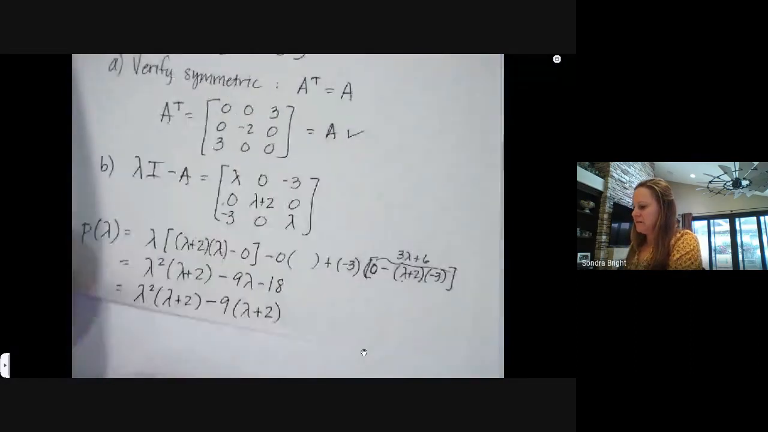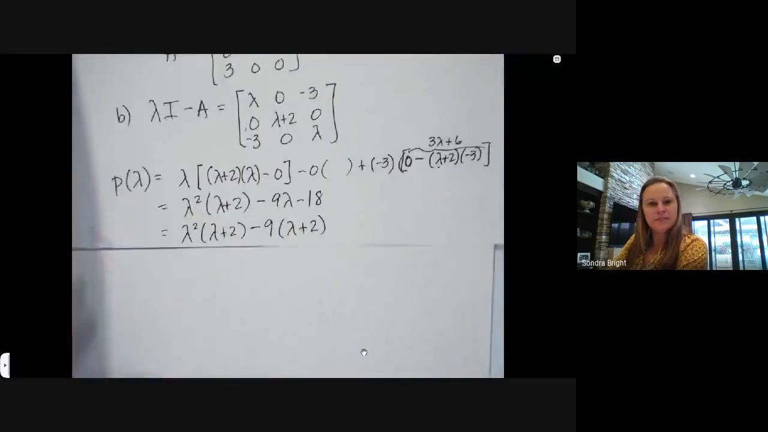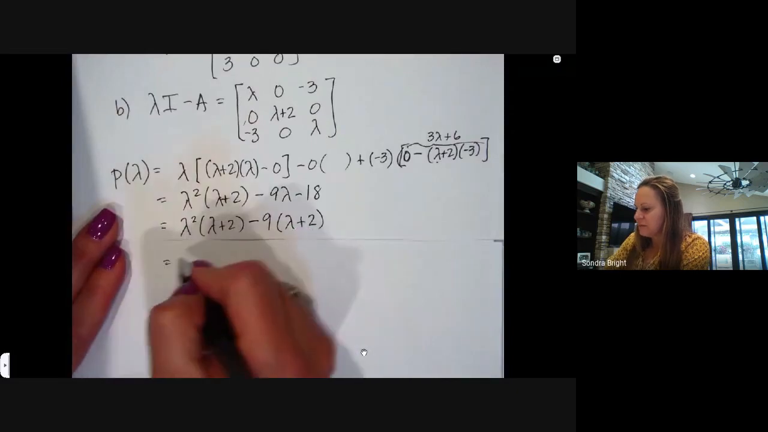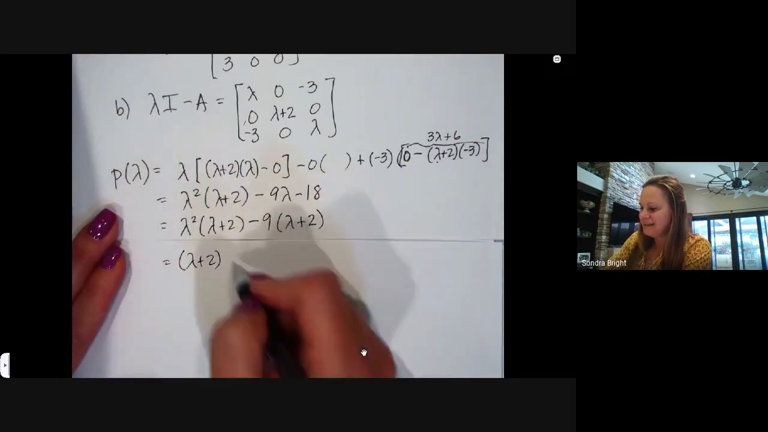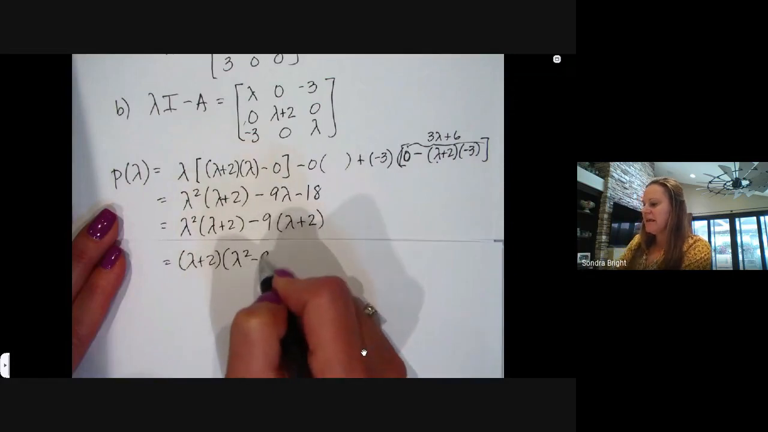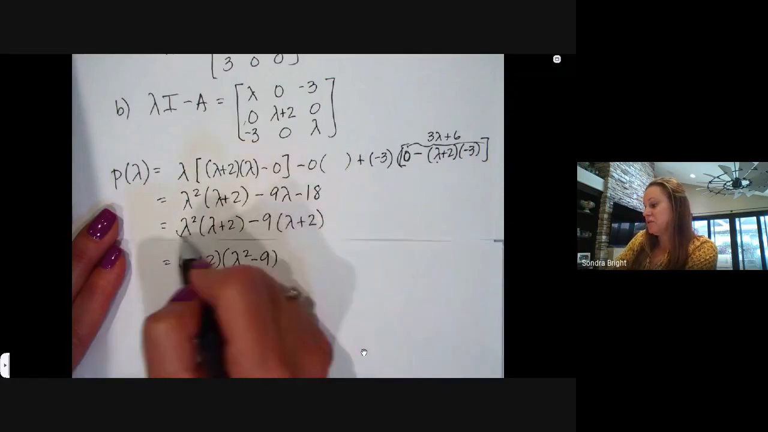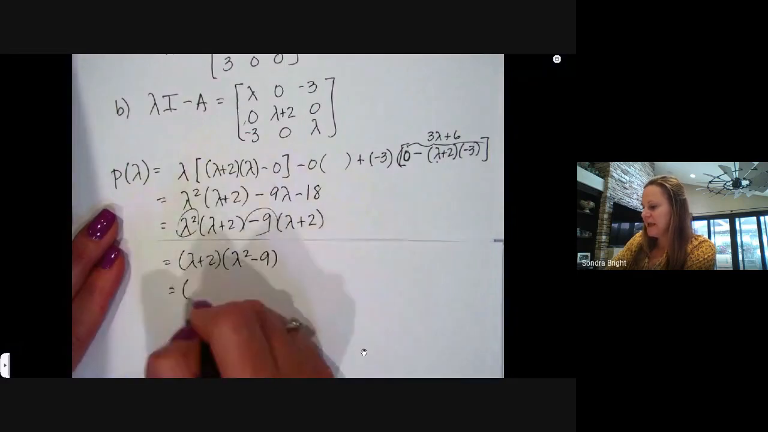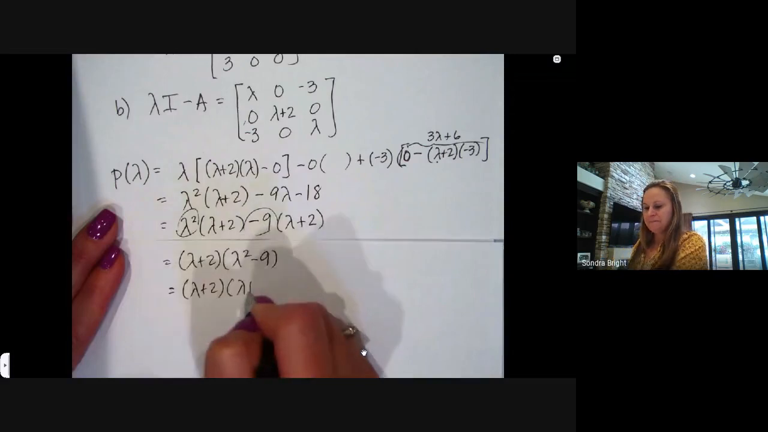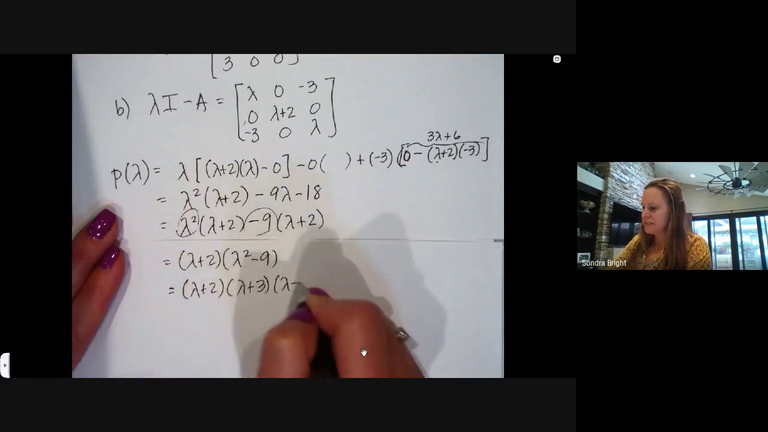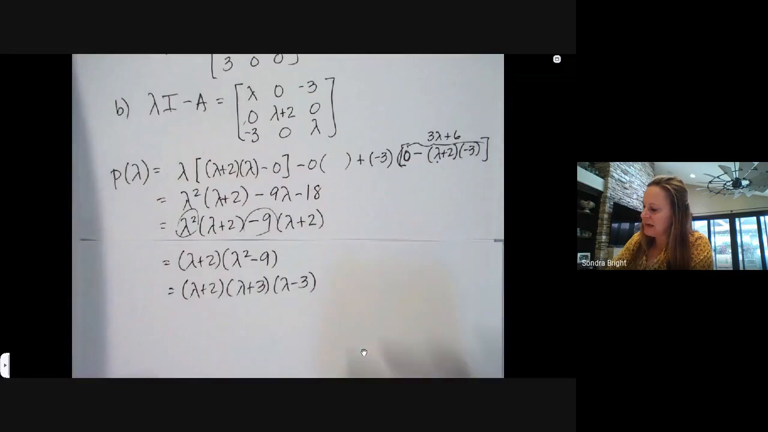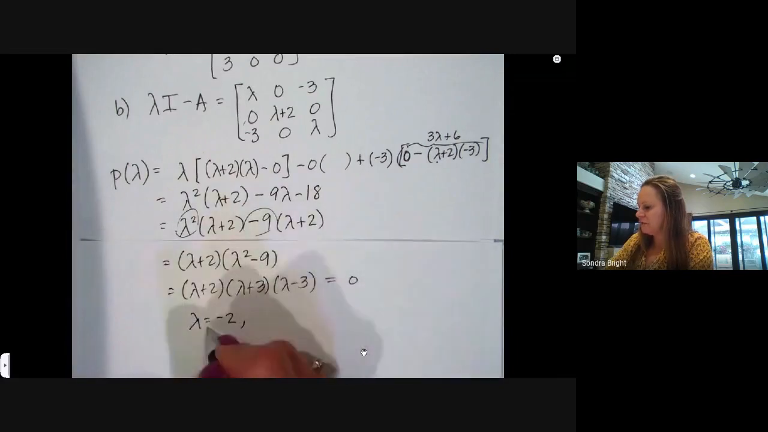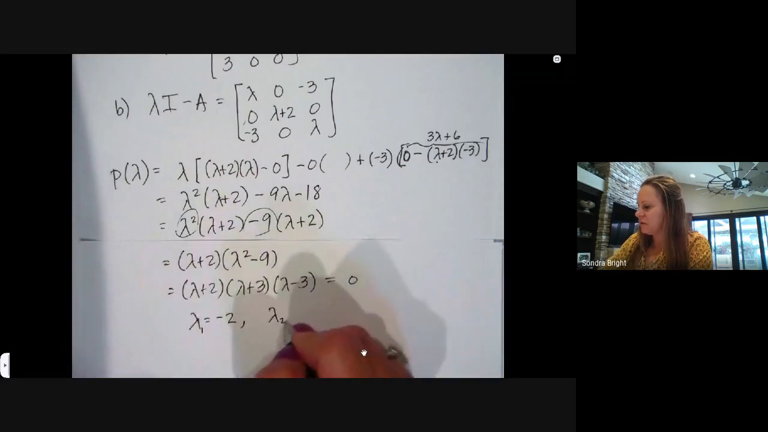All right, so then now I've got a lambda plus 2 in common, factor that out. And then the other factor would be lambda squared minus 9. Remember factoring? Lambda squared minus 9 is the difference of two squares. So that means I've got lambda plus 2 times lambda plus 3 and lambda minus 3. And setting each of those equal to 0 will give me my eigenvalues: lambda 1 equals negative 2, lambda 2 would equal negative 3, and my third eigenvalue would be positive 3.